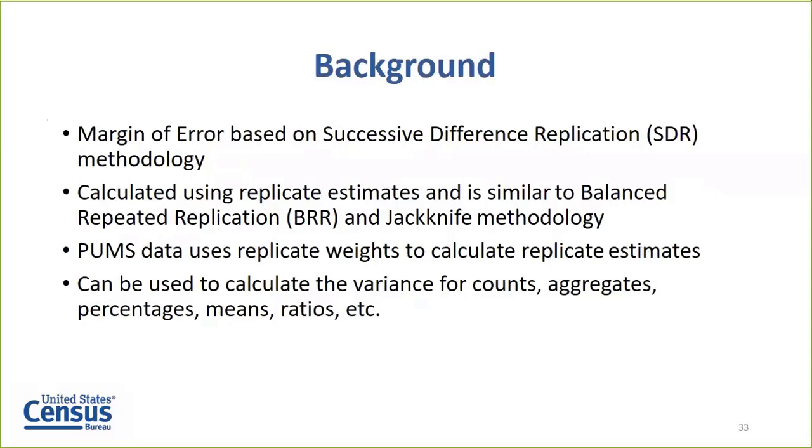As a note, the Public Use Microdata Sample, or PUMS files, contain replicate weights, and these replicate weights may be used to calculate replicate estimates, which then may be used to calculate the margin of error, and we'll see an example of this in the worked example for the PUMS data. And finally, this method may be used to calculate the variance for many different types of estimates, such as counts, percentages, means, or ratios.